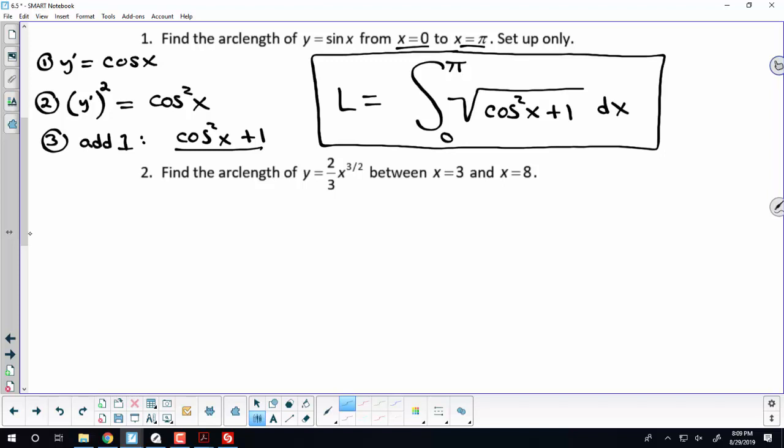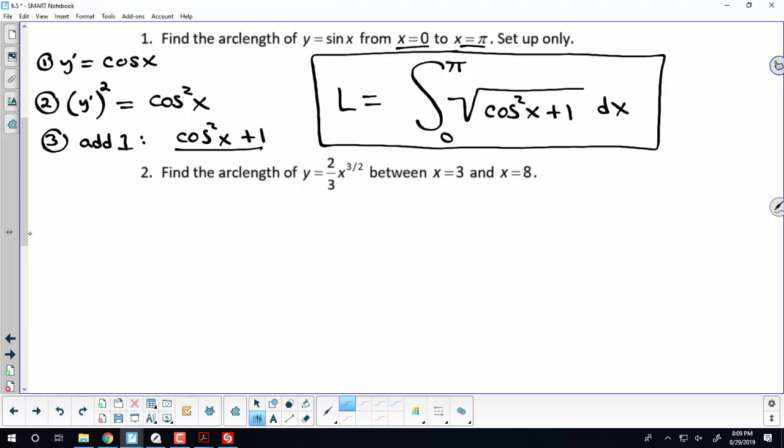What we look at in the next section is related to what we're doing here, because we do need the arc length to compute surface areas, and that's what we look at in 6.6. So with arc length, you kind of get a twofer.